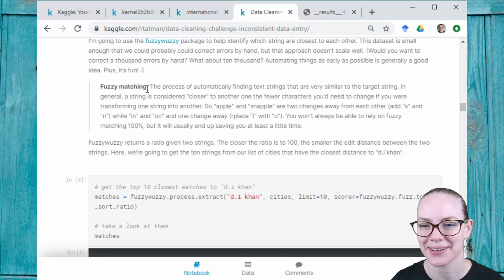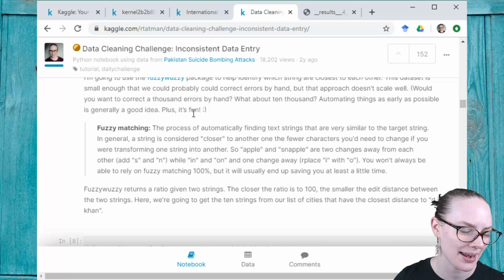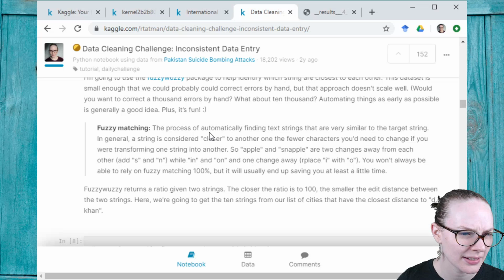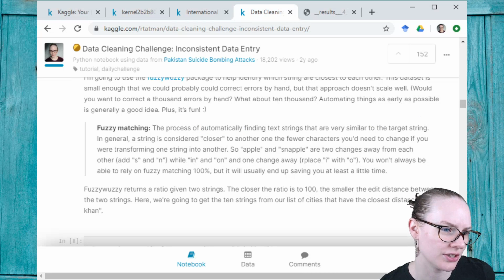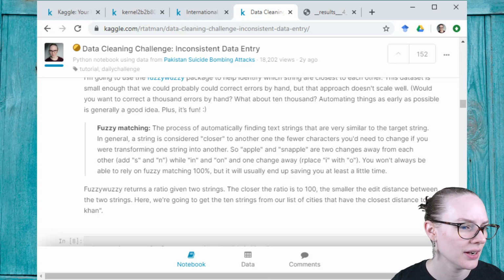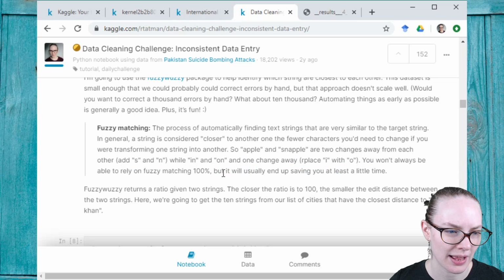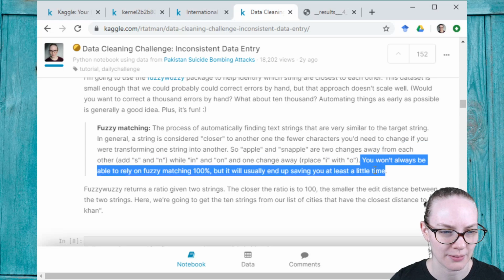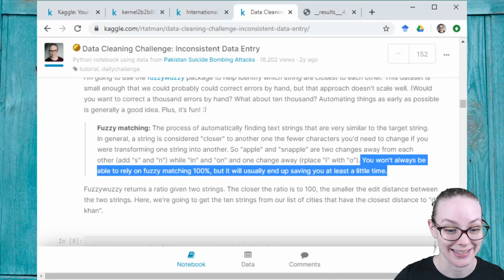All right. Oh, actually, a little definition. Fuzzy matching: the process of automatically finding text strings that are very similar to the target string. In general, a string is considered closer to another the fewer characters you need to change if you are transforming one string into another. And a good point, you won't always be able to rely on fuzzy matching 100%, but it will usually end up saving you at least a little time in the ideal case.